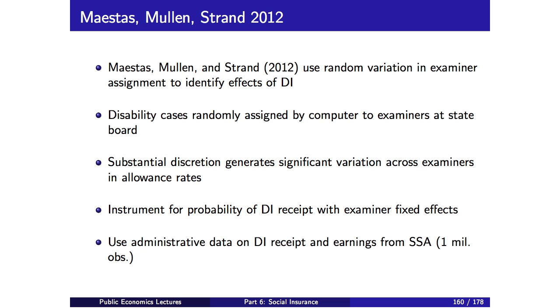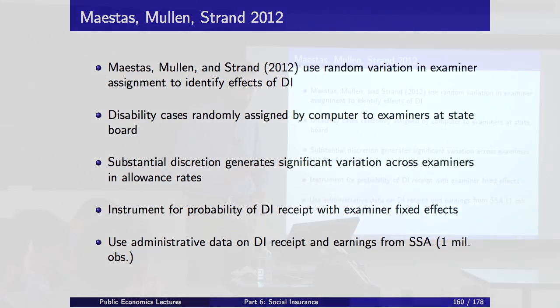So remember I was showing you in the initial table that it matters which set of doctors are looking at the claim. It turns out that which set of doctors your case is assigned to is basically random. It's like a queuing thing, and it just depends upon when you show up in the queue. And so the computer randomly assigns you to examiners at the state board, and because there's substantial discretion, there's significant variation across examiners in allowance rates. So they instrument for the probability of DI receipt with examiner fixed effects. We'll talk about that in a little more detail in a second.